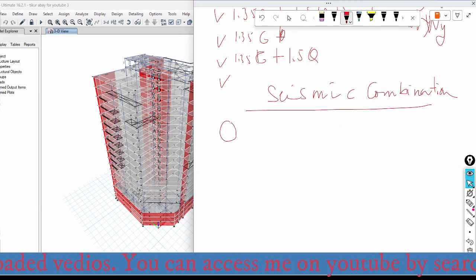When we put this in detail, it looks like this: plus the earthquake load, that means earthquake EQ, plus or minus, because it may be in positive and negative direction, plus psi 2 times the variable load Qi. This is the seismic load combination for ultimate limit state.